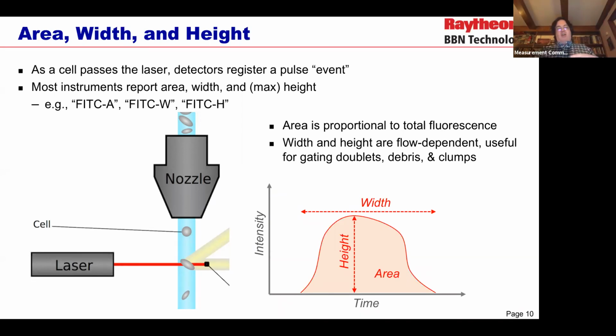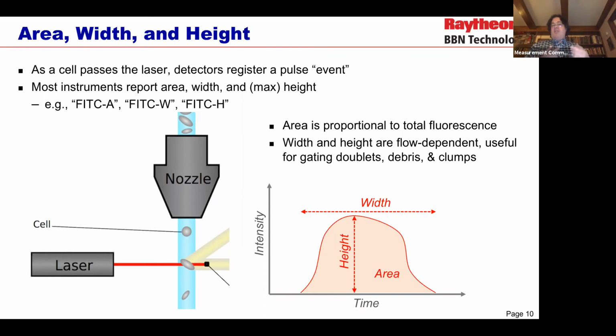So if I'm measuring on the fluorescein channel, which is often labeled as FITC, I might have FITC-A for area, FITC-W for width, and FITC-H for height. Area is the one that we are typically most interested in, because that's the one that actually tells us how much total fluorescence there was in that particle. Width and height depend very strongly on how the cell is actually flowing through, so how fast it's going. There are different settings you can have in a machine about speed, about the orientation of the cell, things like that. So they're mostly just useful for gating out doublets, debris, and clumps.